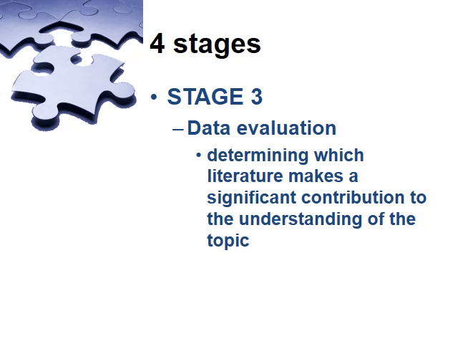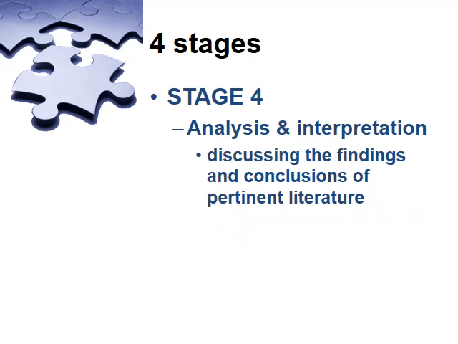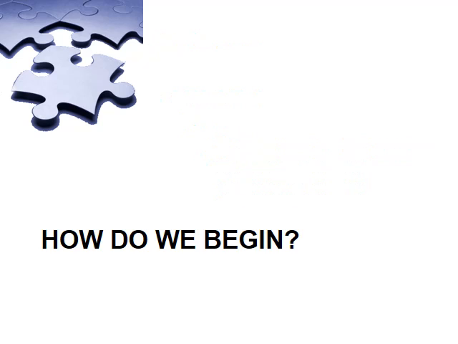Stage 3 is to evaluate. Now that you have all of these stacks of research in front of you, these stacks of articles and books, during stage 3, you have to go through and determine which of these items makes a significant contribution to understanding your topic. Stage 4 is analysis and interpretation, and this is when you synthesize the findings and conclusions of this literature that you have selected. So, how do we begin actually writing?